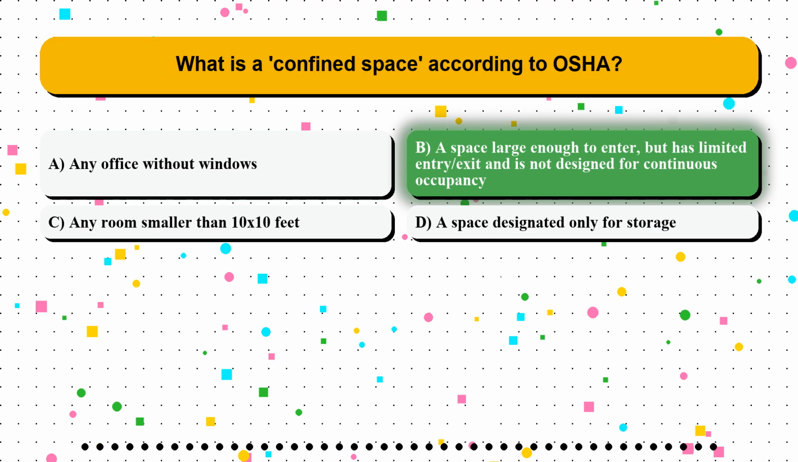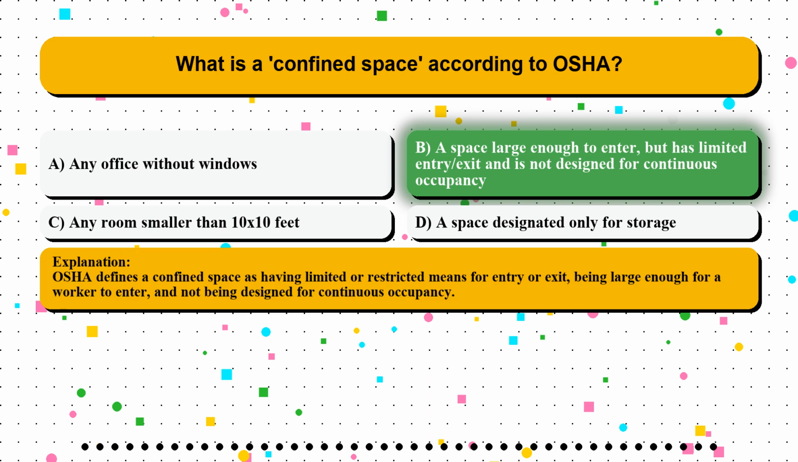The correct answer is option B, a space large enough to enter, but has limited entry/exit and is not designed for continuous occupancy. OSHA defines a confined space as having limited or restricted means for entry or exit, being large enough for a worker to enter, and not being designed for continuous occupancy.